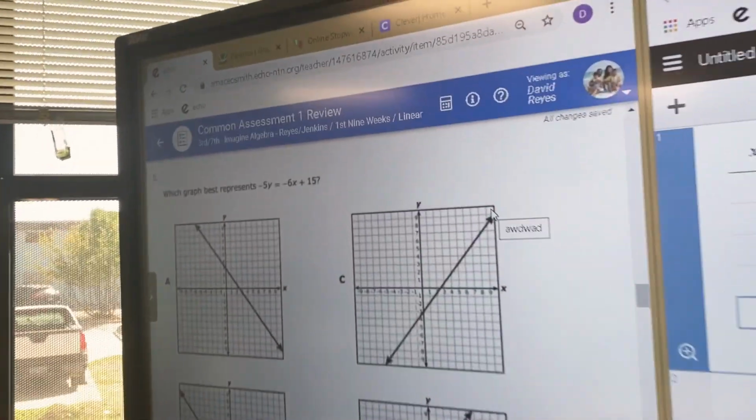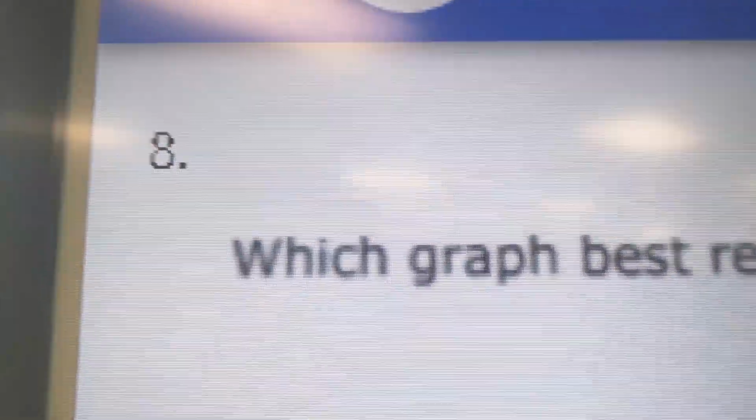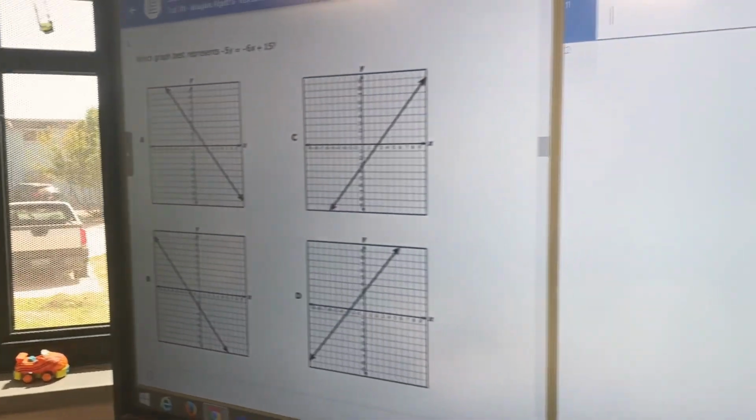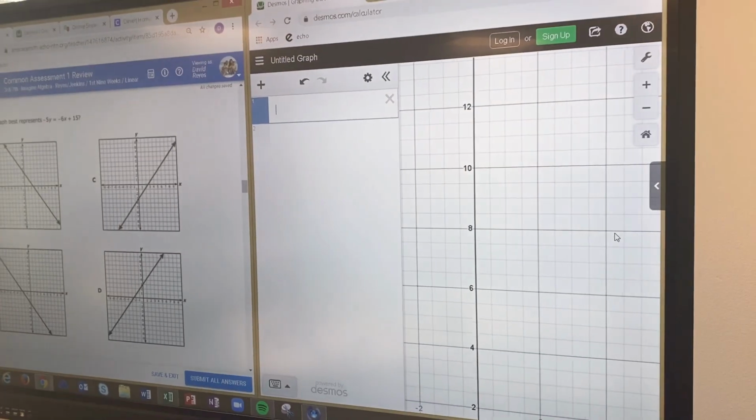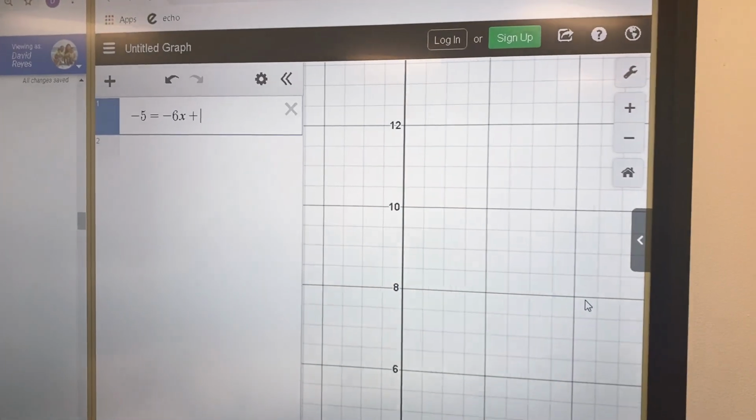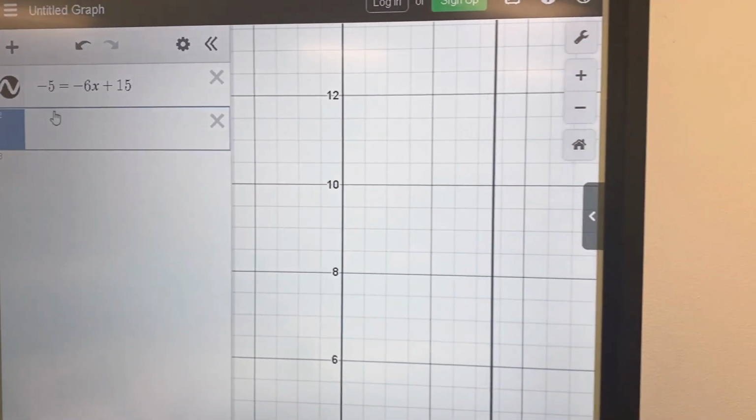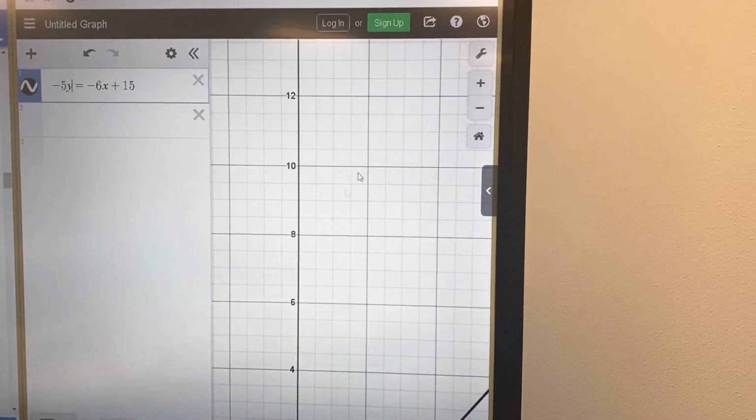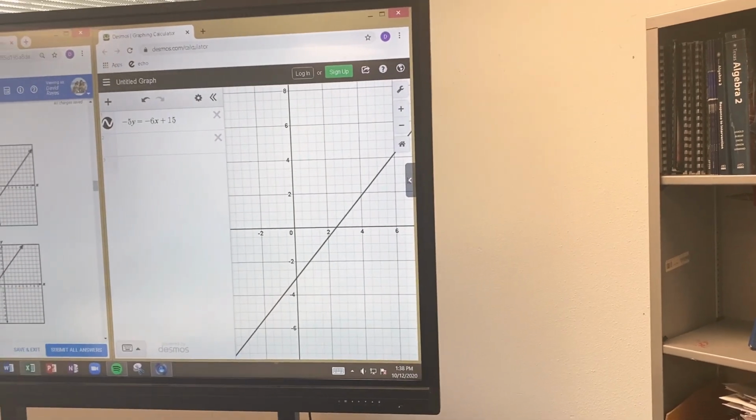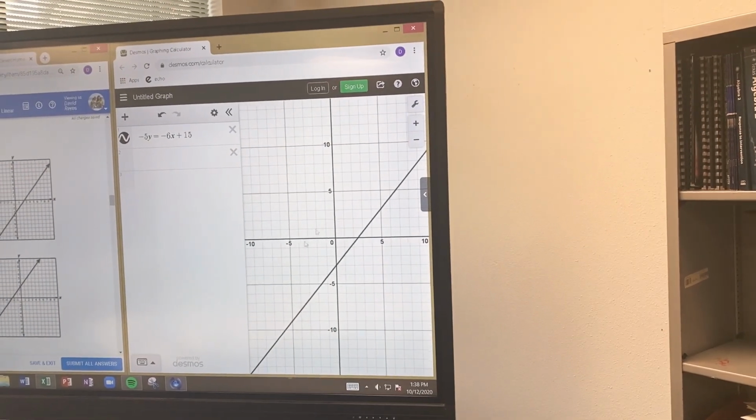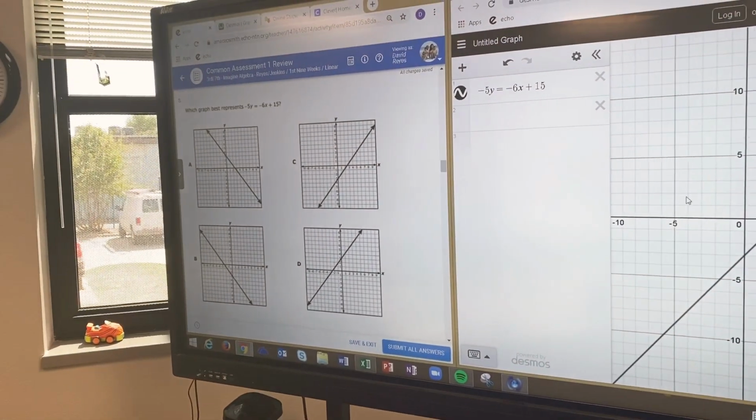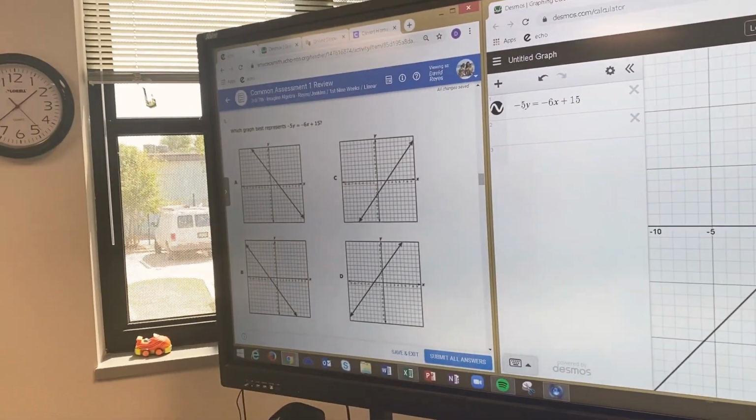On 8, which graph best represents negative 5y equals negative 6x plus 15? Okay, we're going to clear my Desmos graph, and I'm going to type this straight in. Negative 5y equals negative 6x plus 15. Oh, I forgot my y, sorry. All right, so I get a graph. Anytime you need to refresh your graph or rezoom it, just hit the home button and it goes back to the default zoom. Okay, so I need a graph that looks like this. I want the one that is the same.